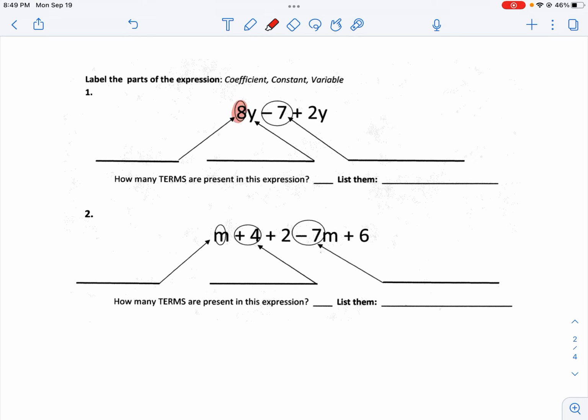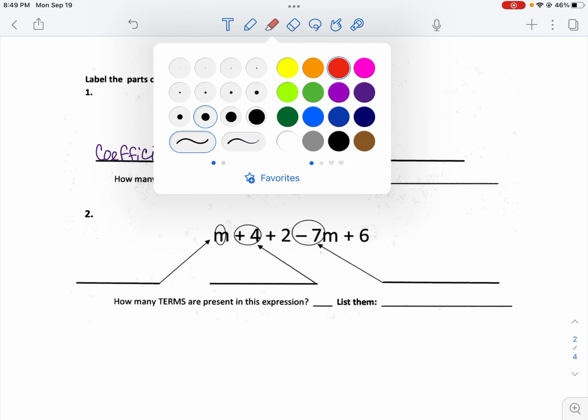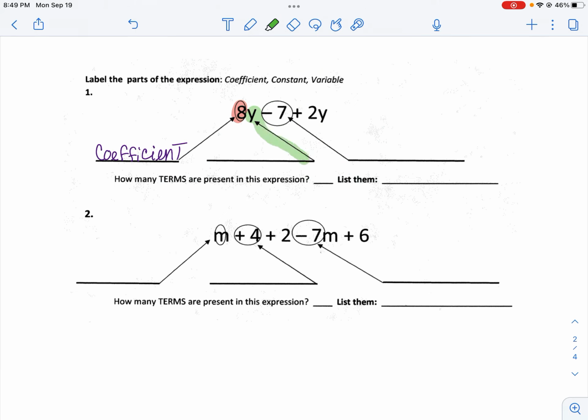So here, the 8, that would be called a coefficient because it's the number in front of the variable. Y, it's a different color here. Y is going to be the variable that we're dealing with. And negative 7 has no variable attached to it, so that is going to be the constant term. So constants have no variable, the variables will be the letter, and the number in front is the coefficient.